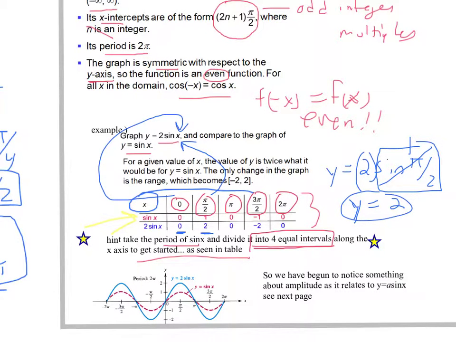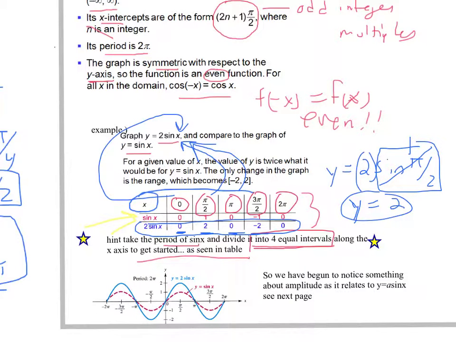See, 2. And then likewise, just keep doing that. Plug in pi. Well, sine of pi is 0. 0 times anything is 0. Now, the cool part is once you fill out this table, it's just plotting points from there.